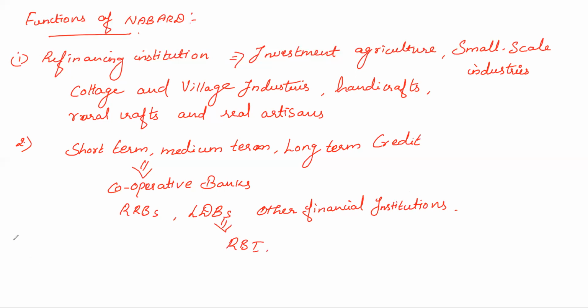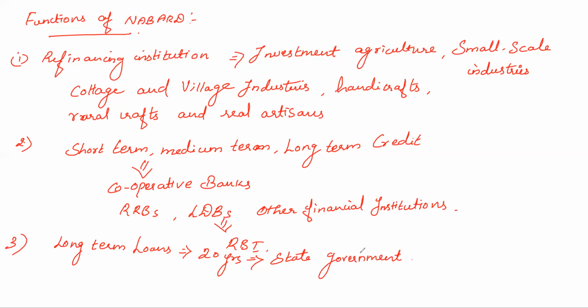Then the third one: NABARD gives long-term loans, up to 20 years, to state governments to enable them to subscribe to the share capital of cooperative credit societies.